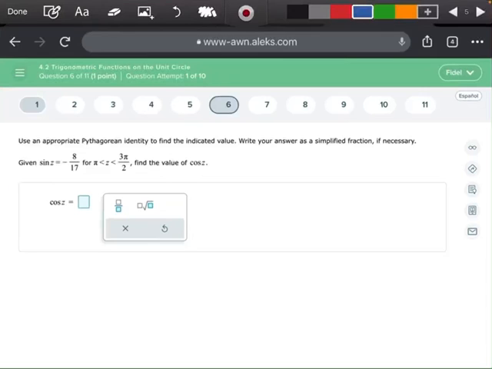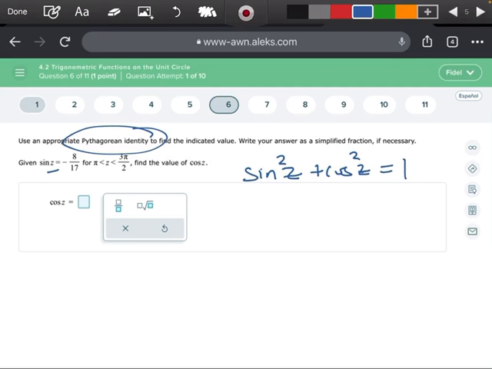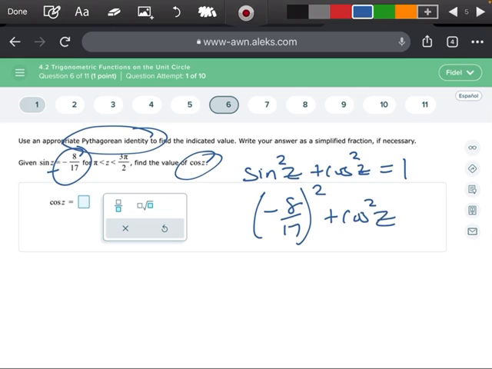Okay, so we're going to go ahead and use one of the Pythagorean identities. So remember, one of the Pythagorean identities says the sine squared of z, I'm using z because that's the value we got here, plus the cosine squared of z is going to be equal to 1. And so we're looking for the cosine, and we already know that the sine is negative 8 over 17. So I'm going to put negative 8 over 17 squared plus cosine squared of z is equal to 1, okay?